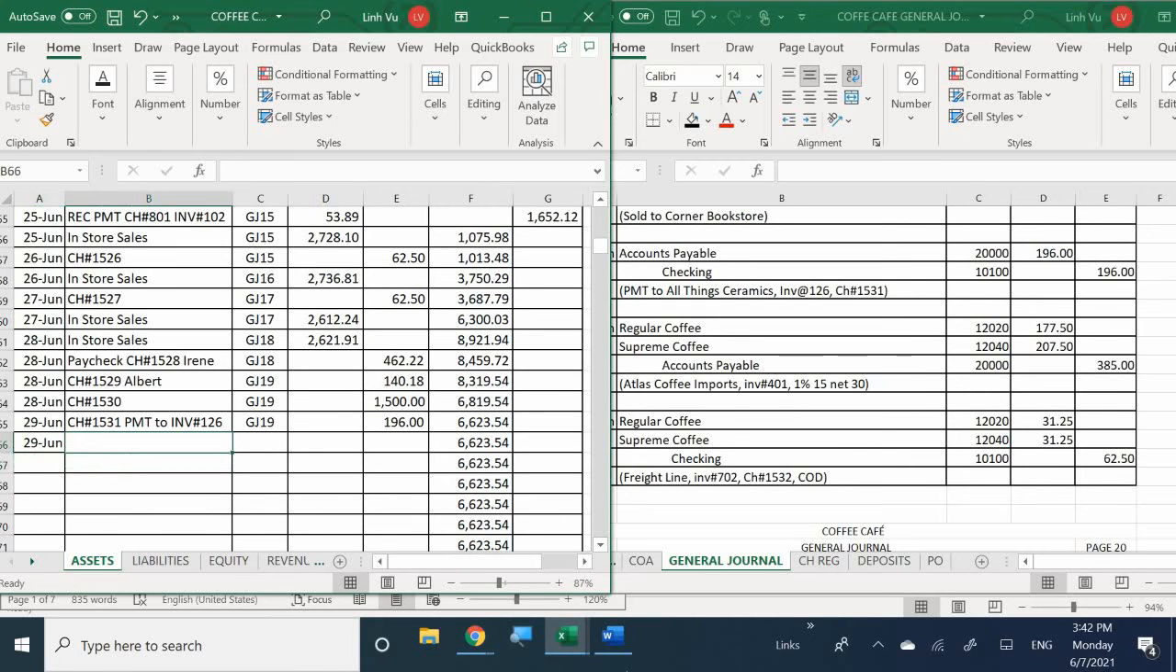So the check number is going to be 1532, General Journal 19, and a credit for 6250, which brings our running total to 6561.04.